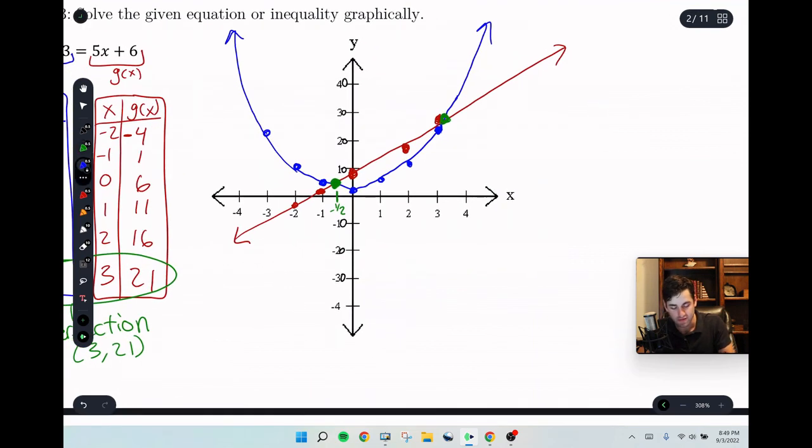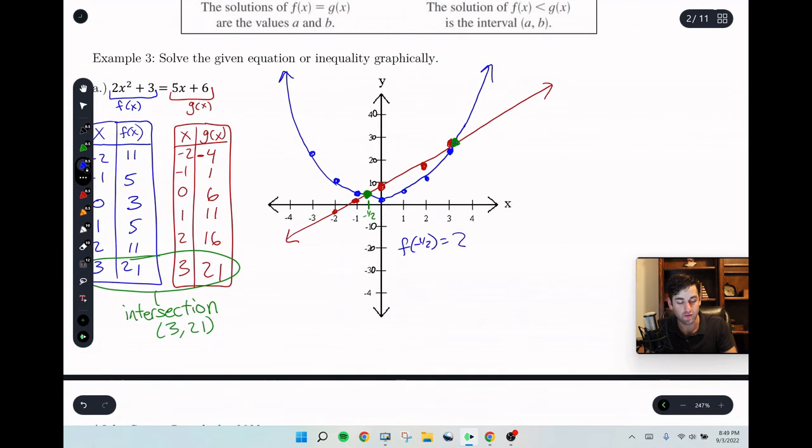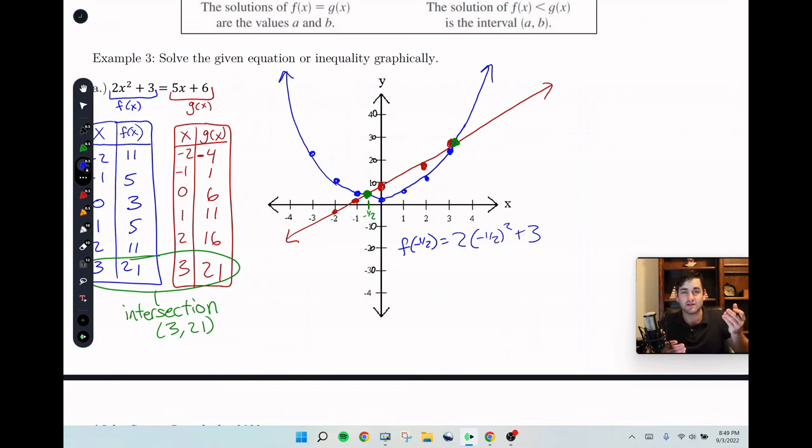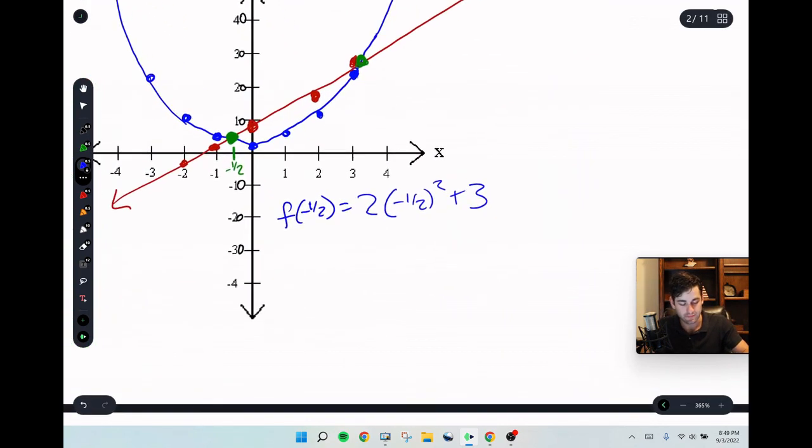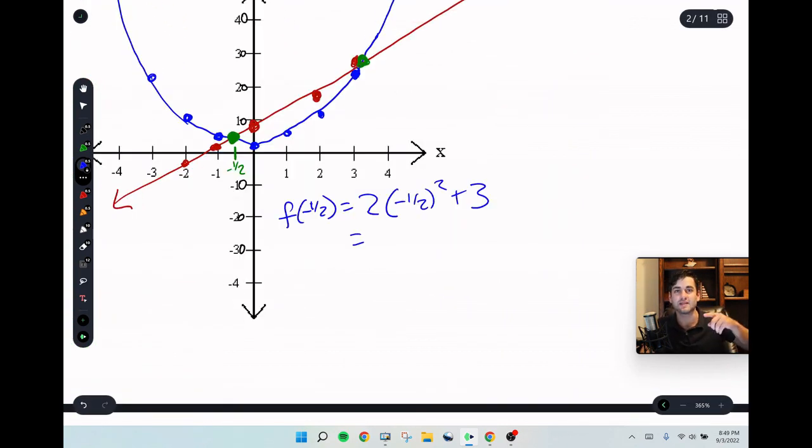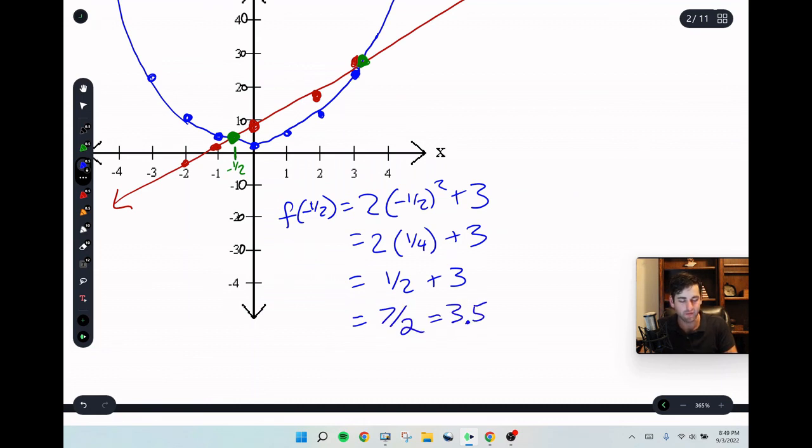Blue function first. So if we do f of negative 1/2, we end up with something like 2 times negative 1/2 squared plus 3. If you don't see what I'm doing, I'm taking that guess. It's a guess about where the intersect is and plugging it into our original function. So we get something like, remember PEMDAS says do parentheses first and exponents. So we're going to leave that 2 alone. We're going to take care of this 1/2 by turning it into a positive 1/4, because negative 1/2 times negative 1/2 is positive 1/4. And then we can do our multiplication where we end up with 1/2 plus 3. And if you like fractions, you can say 7/2. And if you don't like fractions, you can say 3.5.